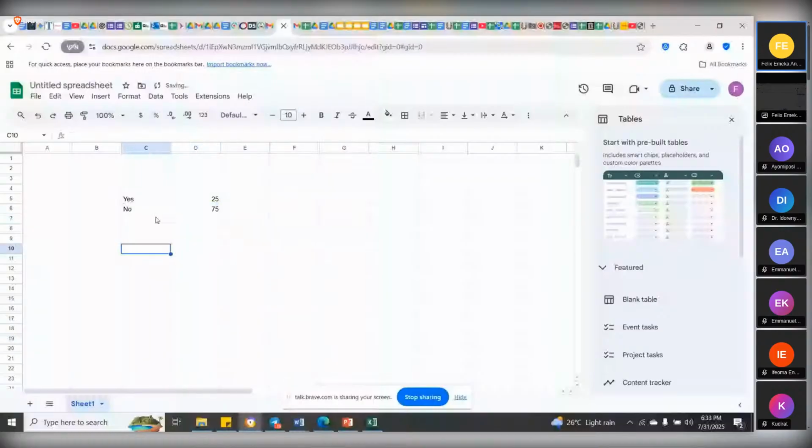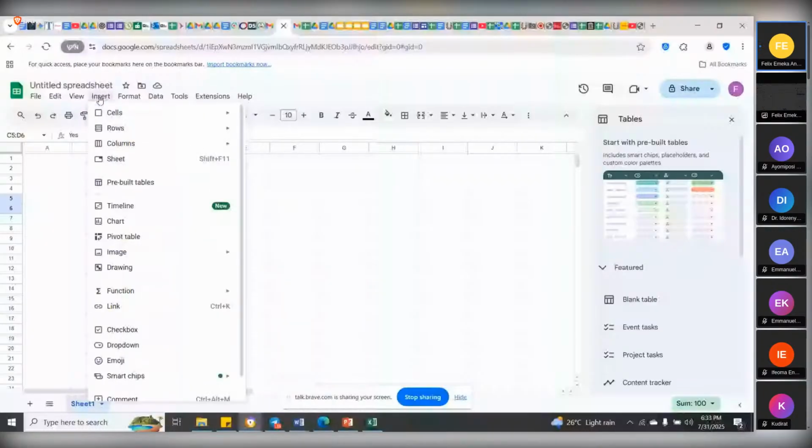Yes and no. The best visualization that I can put is a pie chart. There's no rocket science about it. A pie chart will represent this very well. So how do you visualize this? It's simple. You just highlight it like I've done. You go to insert, so you click insert. One of the options is chart. So just click on chart.